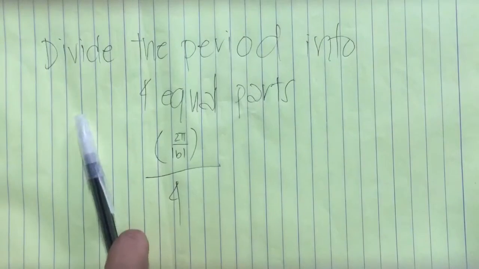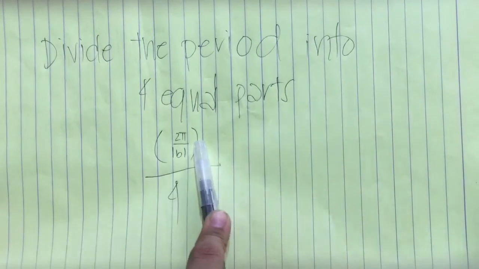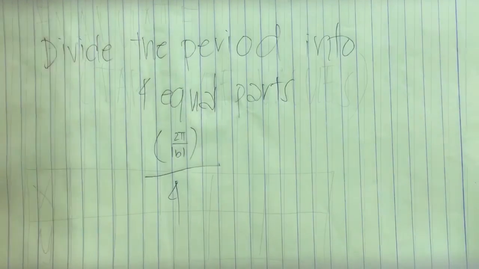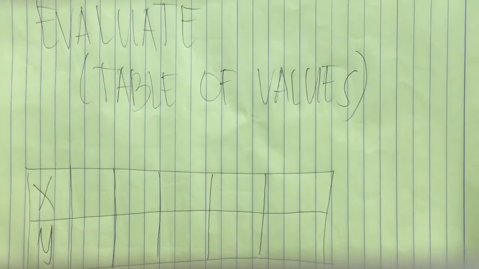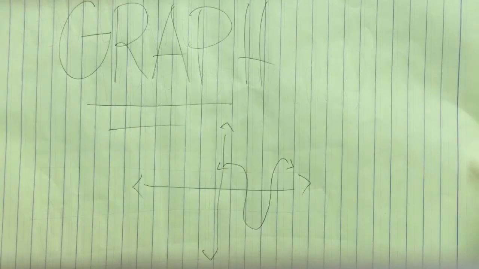Step 2. Divide the period into 4 equal parts. So, period, which is 2 pi over the absolute value of B, over 4. Step 3. Evaluate, which means you have to write the table of values, which is your x and your y. Step 4. Graph the sine function.